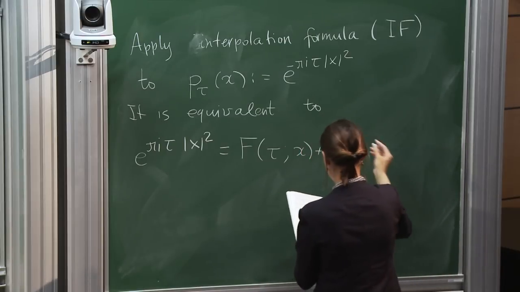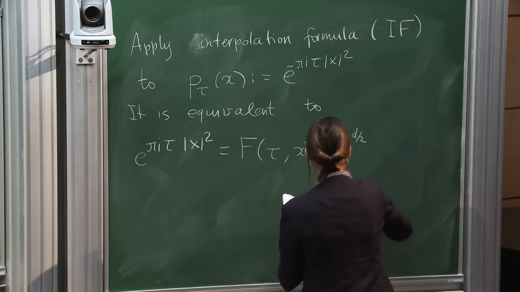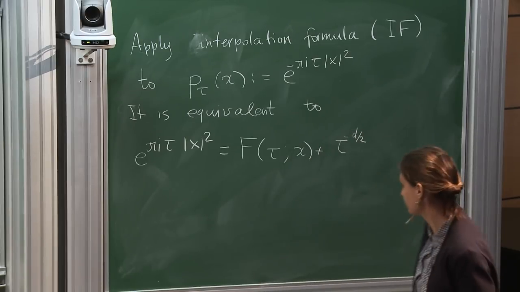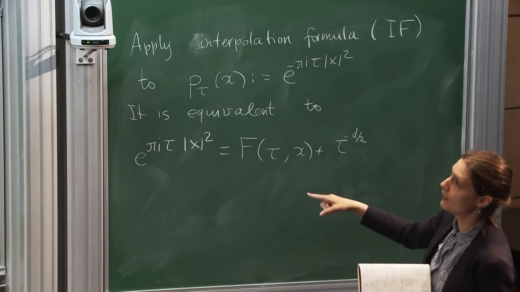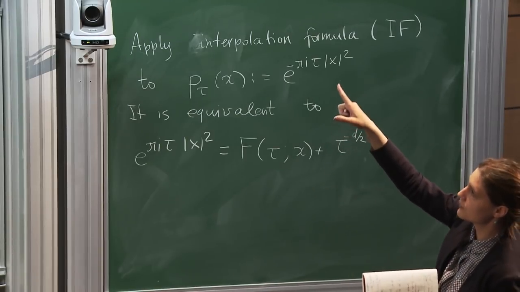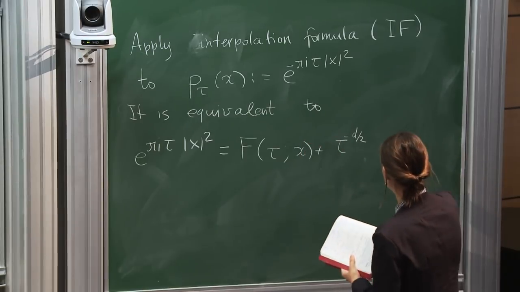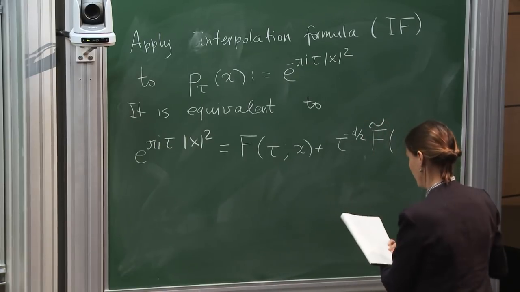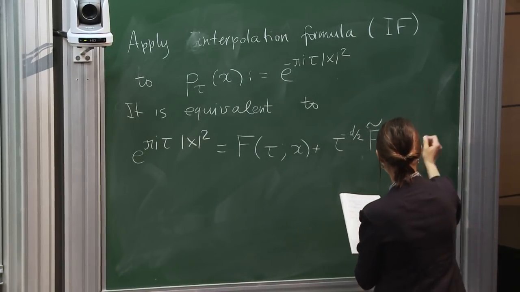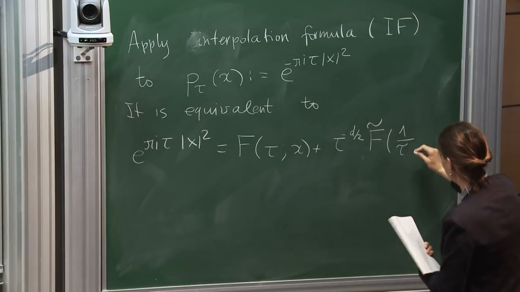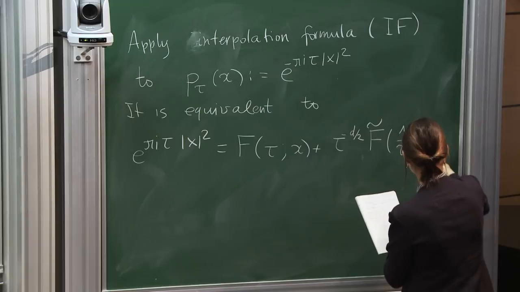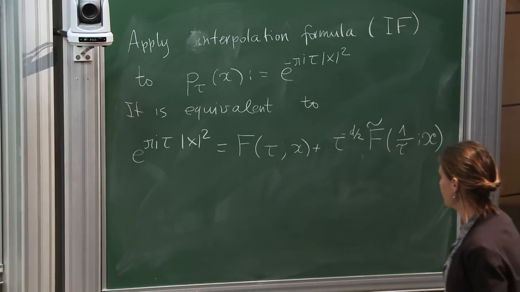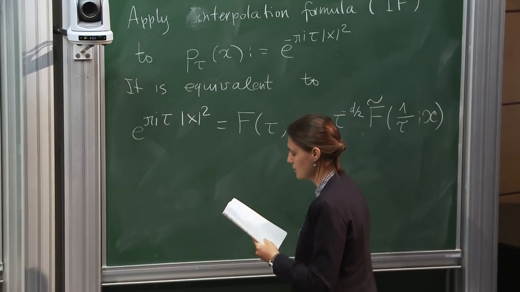plus the following. And now, because the Fourier transform acts nicely on Gaussians, from the last two terms in our interpolation formula we get not exactly the capital F tilde, but a function which is closely related to it. It's the function obtained from capital F tilde by a simple modular transformation, like this. So we have got a functional equation which looks like this.